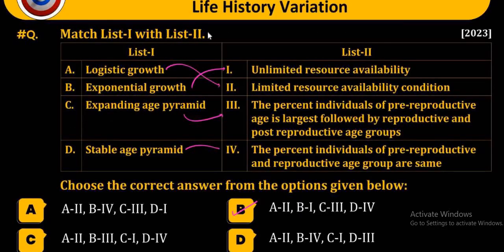Next question, match list 1 with list 2. Option A, logistic growth, limited resource availability condition. Exponential growth, unlimited resource availability. Expanding age pyramid, the present individuals of a pre-reproductive age are the largest, followed by reproductive and post-reproductive age groups. D, a stable age pyramid, the individuals of pre-reproductive and reproductive age groups are the same. Option B is correct.